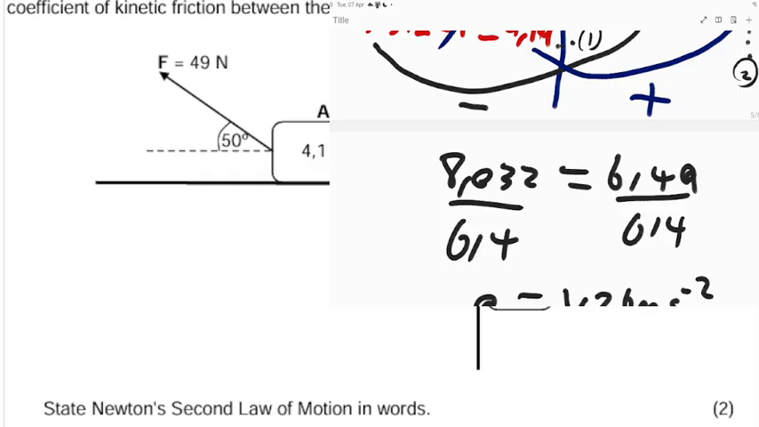So yeah, then we'll do more examples in the future on inclined planes. Just before you write, we'll do one on incline. And yeah.